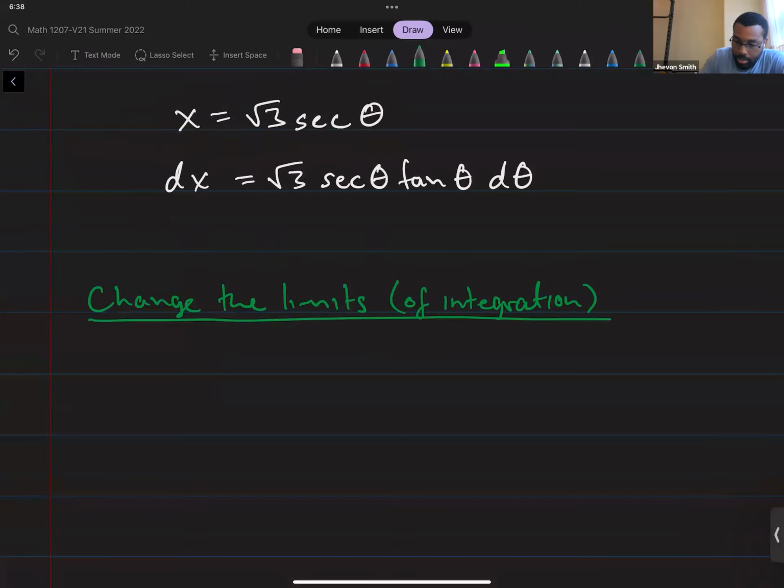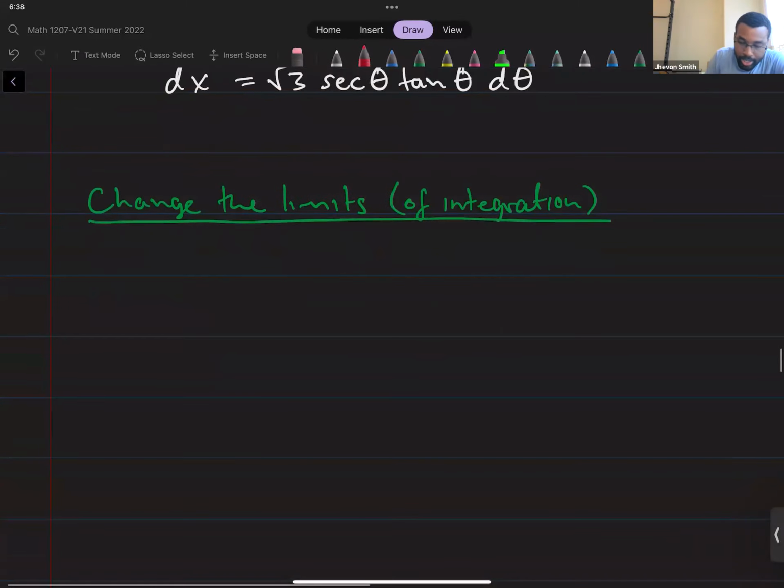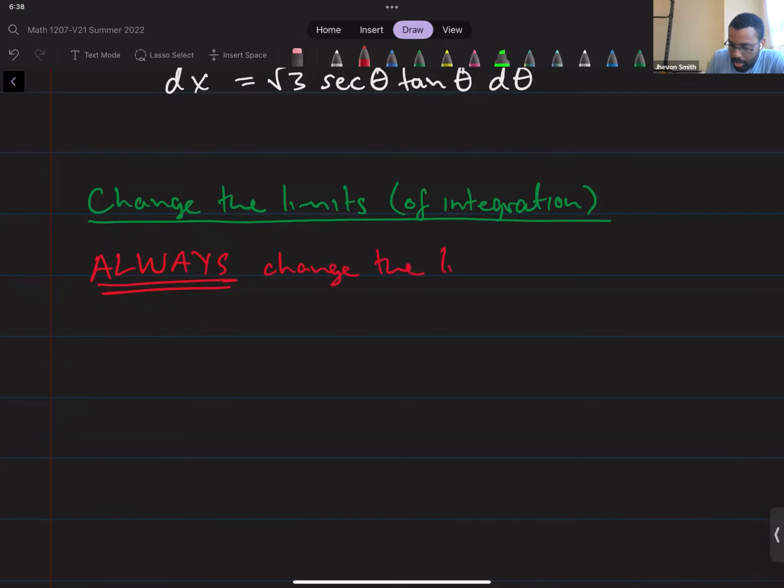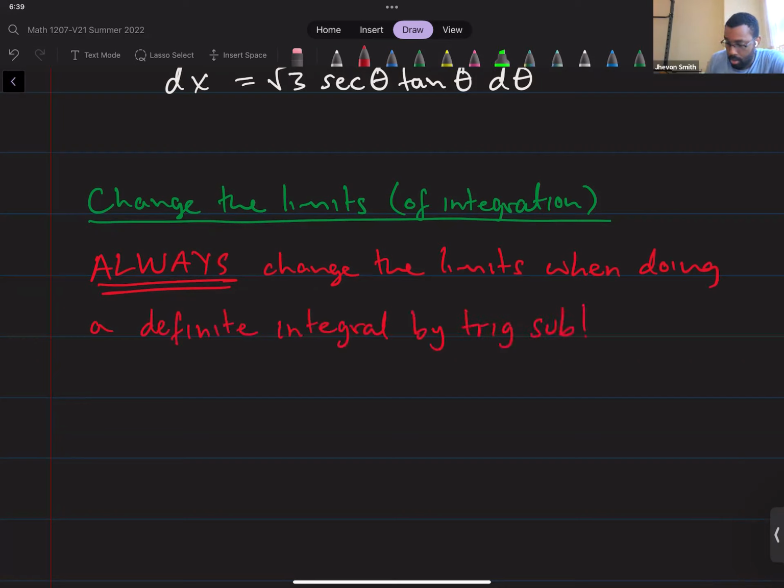And at this point, I'm going to make a very strong recommendation to always do this. Always change the limits when doing a definite integral by trig sub. Saves time. Okay, this actually allows us to avoid the back substitution. You're going to see how this works out.